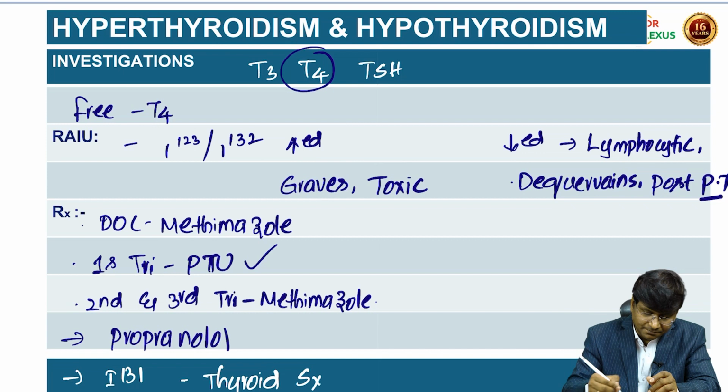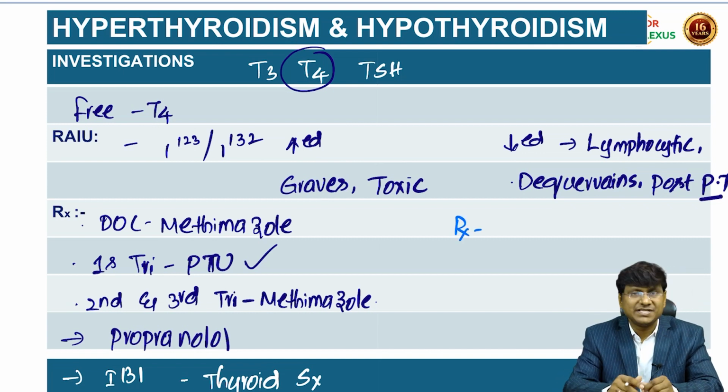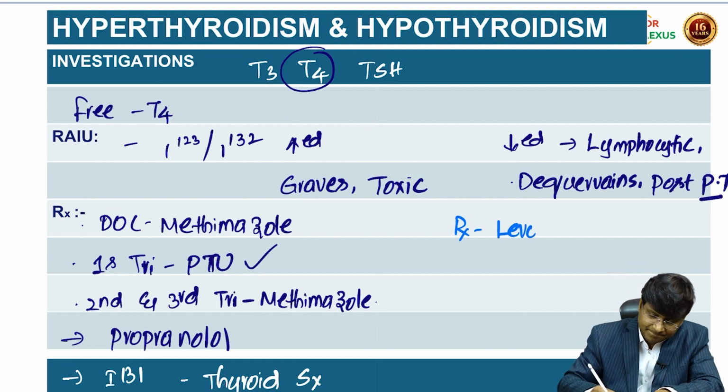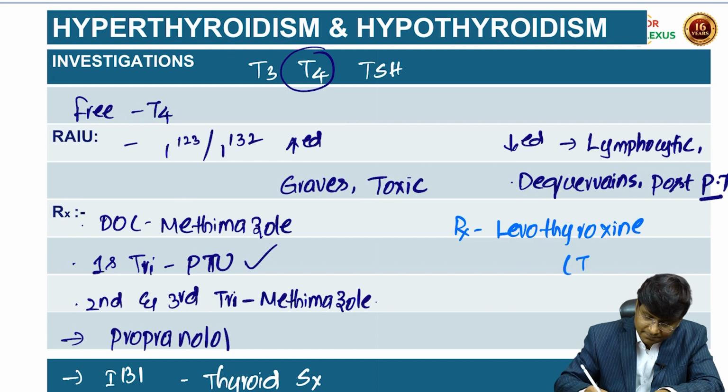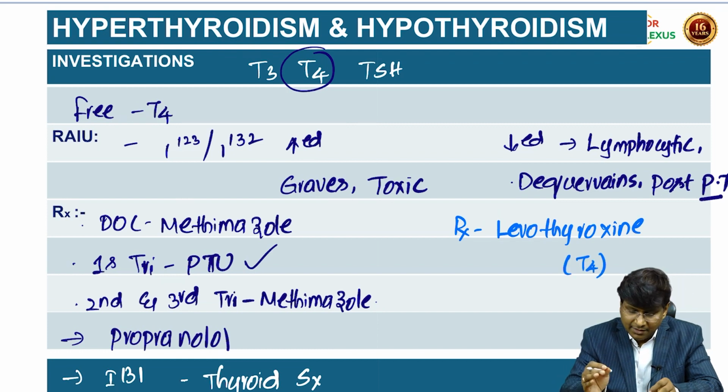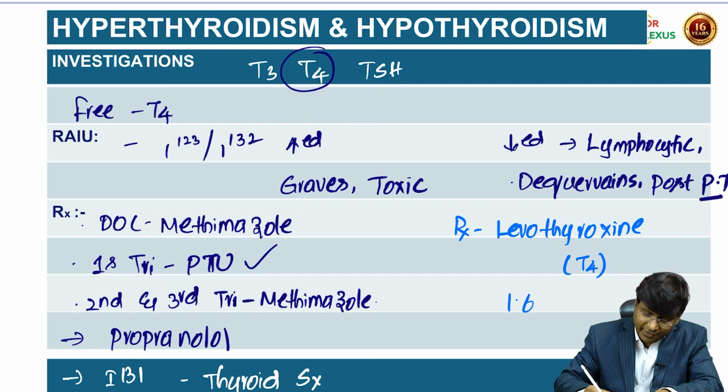Then coming to the treatment in hypothyroidism. We give levothyroxine, and this levothyroxine is T4. The dosage of levothyroxine is 1.6 microgram per kg per day. And this levothyroxine should be given in the early morning fasting state.